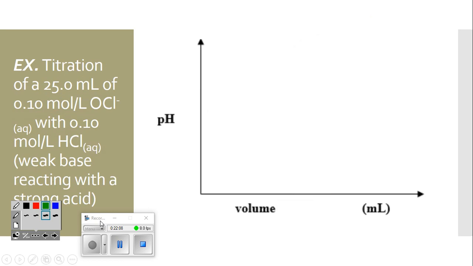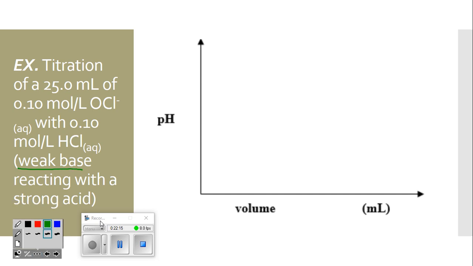Now, if we consider the last example, in this one, we are going to have a weak base reacting with a strong acid. So the titrant that we're adding is our HCl. Now you'll notice I stuck with the same concentrations and volumes on this so that you could see that we're just looking at numbers of moles here.